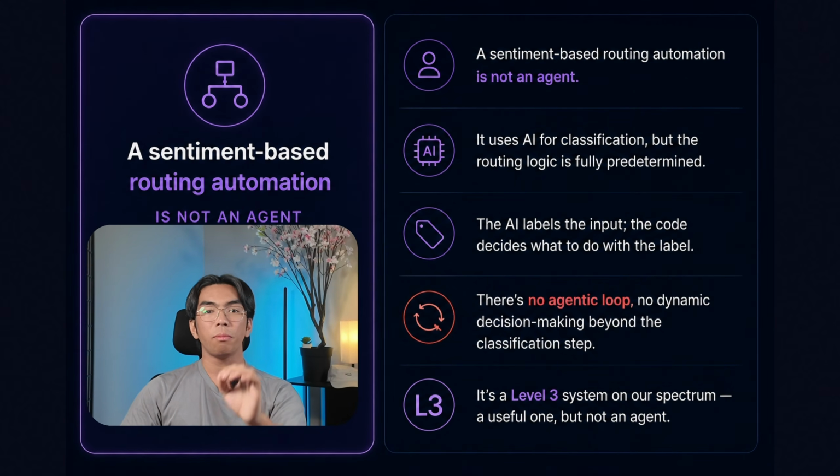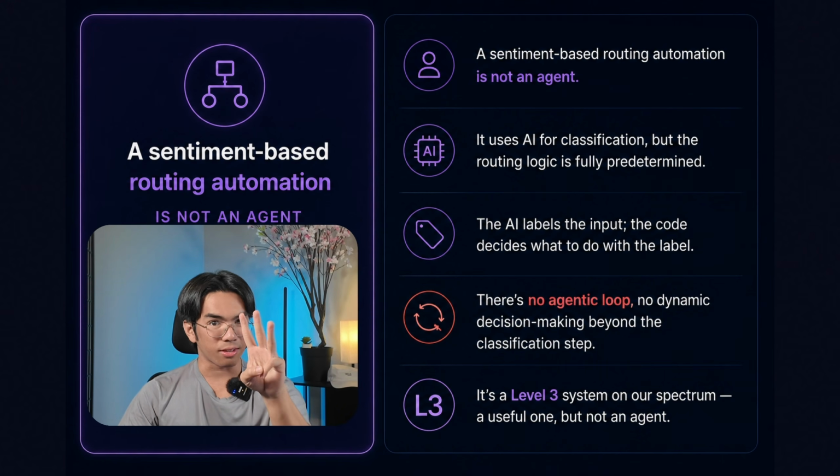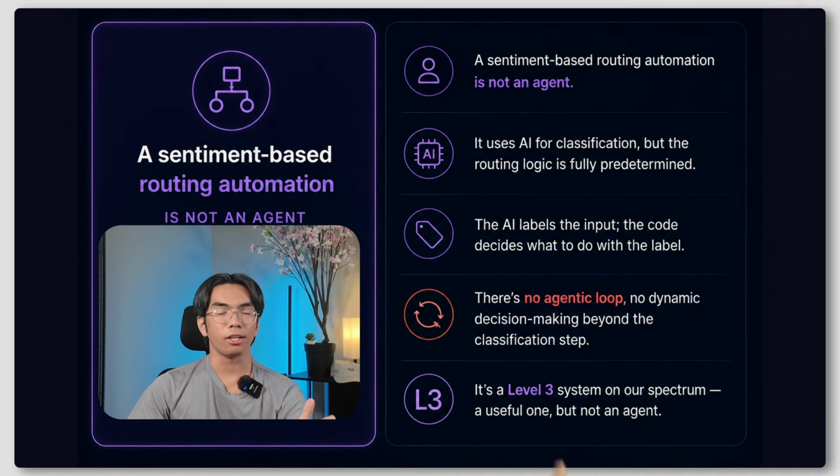2. A sentiment-based routing automation. It uses AI to classify, sure, but the routing logic is fully predetermined. The AI labels the input, your code decides what to do with the label, but there's no dynamic decision-making past that one classification. That's a level 3 system. Super useful, but not an agent.